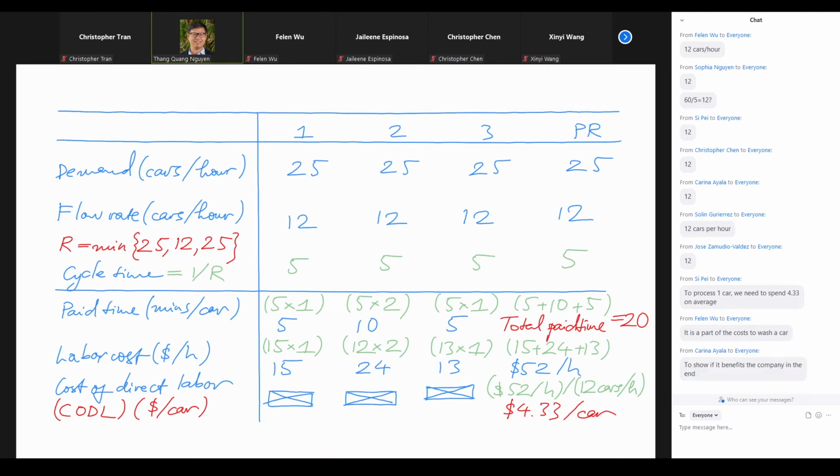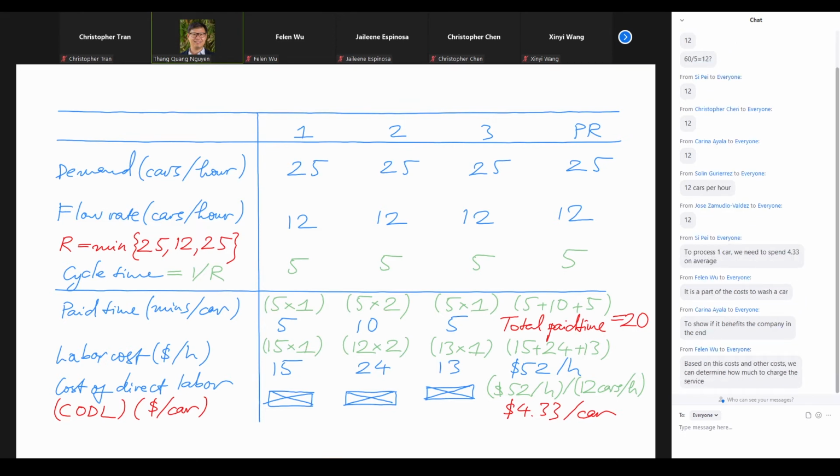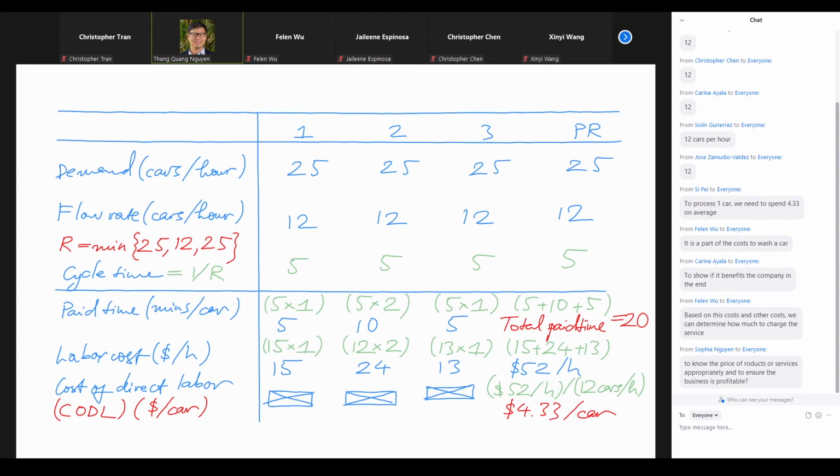But of course, besides the labor cost, we also have other costs. For example, to show it will benefit the community in the end. Okay, Karina, that's good too. For example, to calculate the profit margin, right? Okay, brilliant. Yeah, that would be clearer. And Sophia, to know the price of the products and services. That's good. Yes, that's good. It is an open-ended question, so any answer will be good here.